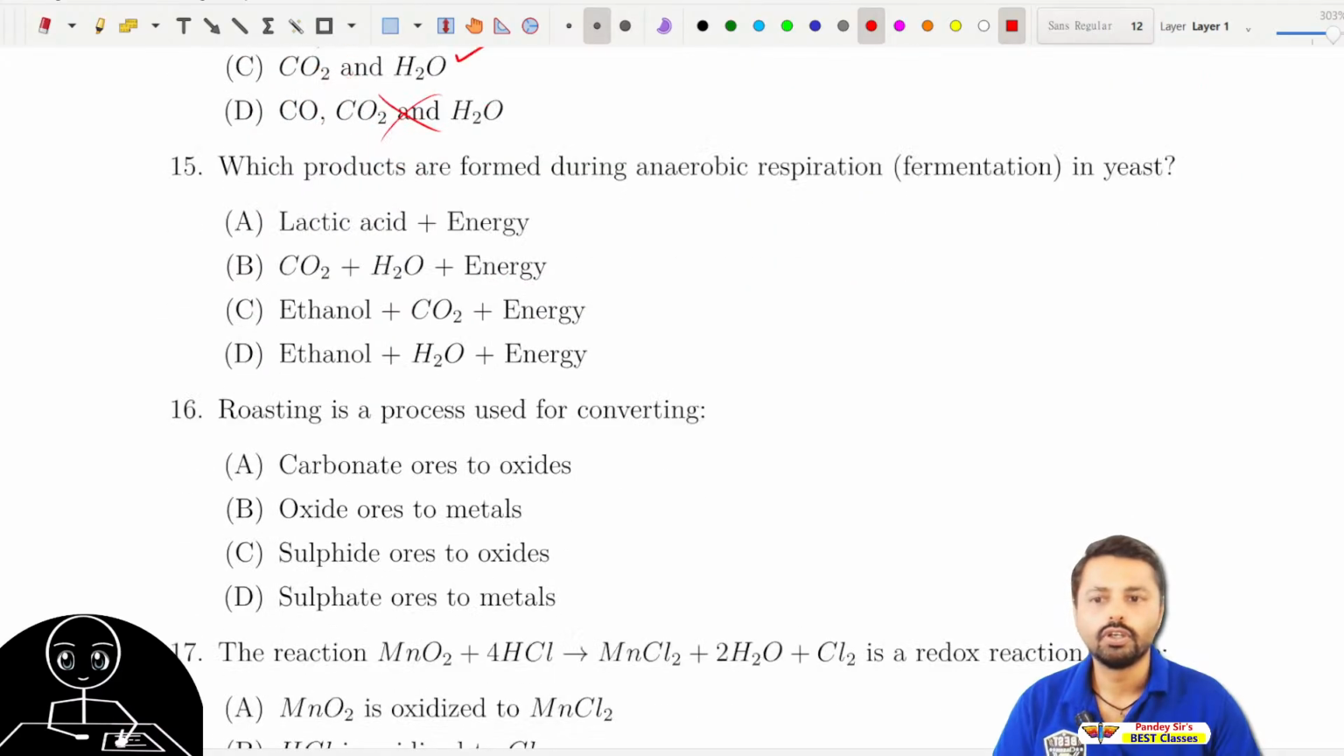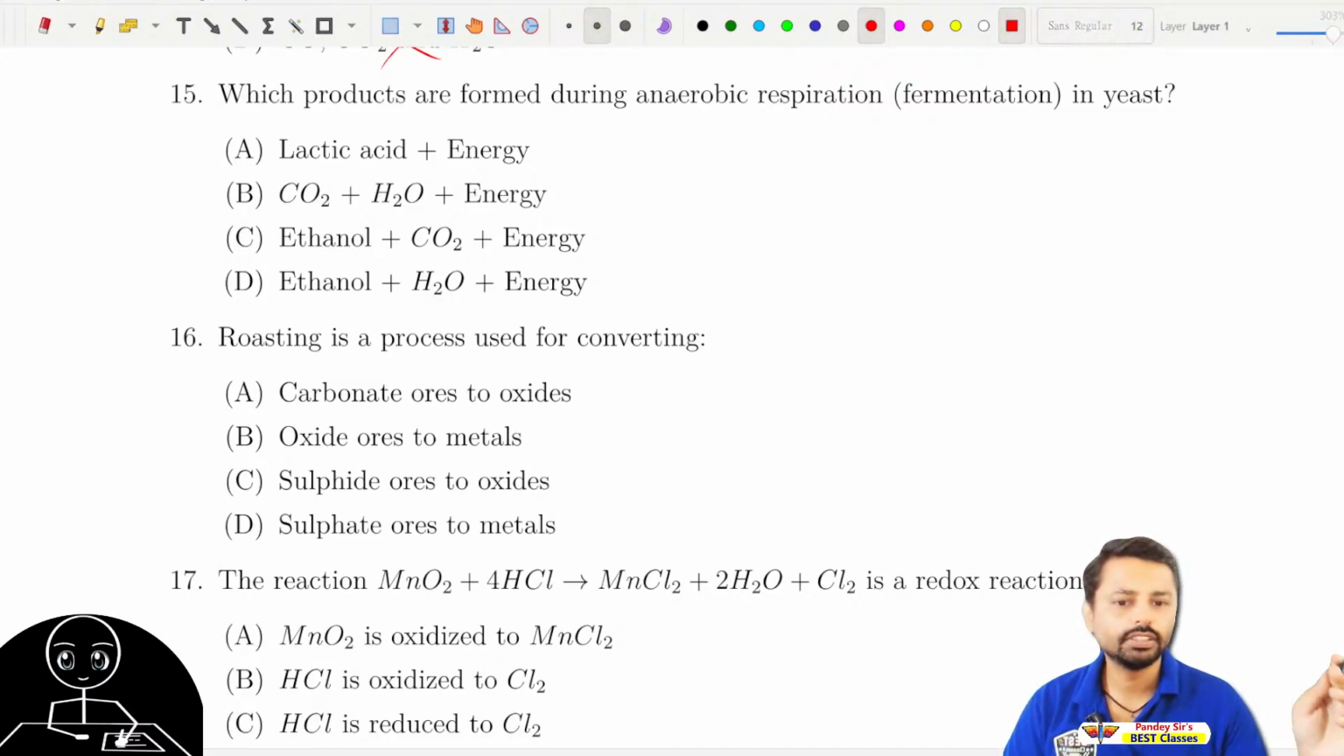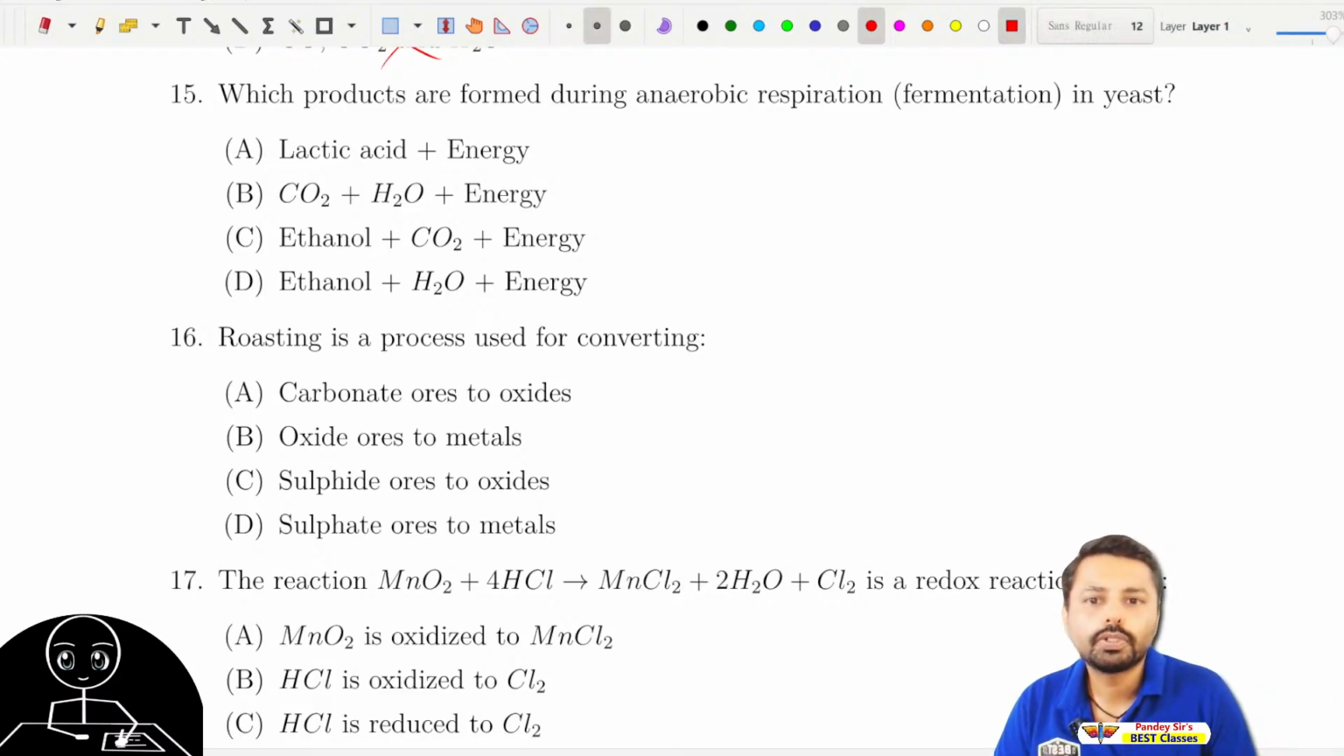Next one, which products are formed during anaerobic respiration? Anaerobic respiration is when less oxygen is available. So which product is produced at that time? Which products are formed during anaerobic respiration? Is it lactic acid and energy? Yes, it is a case. But is it the correct answer for this question?